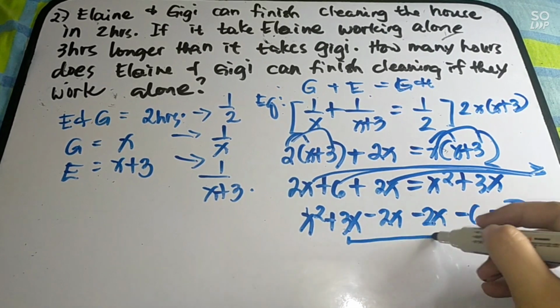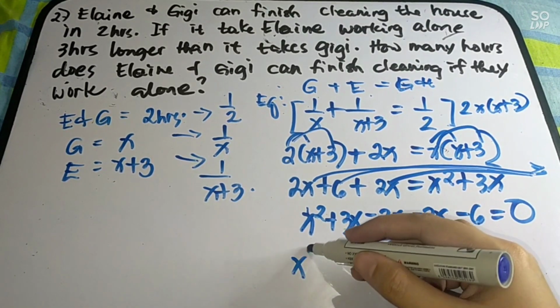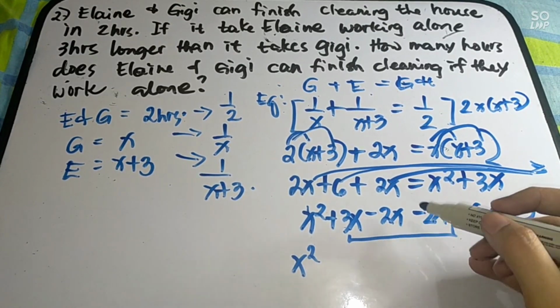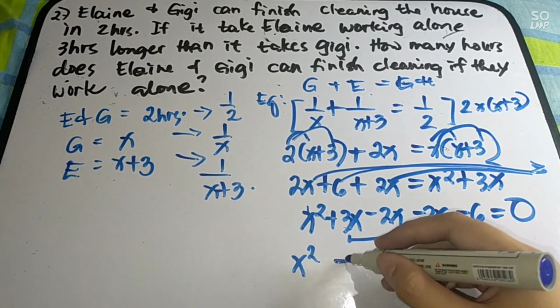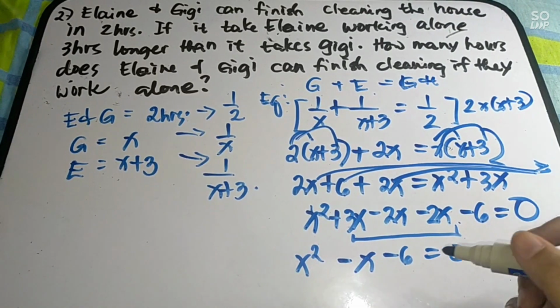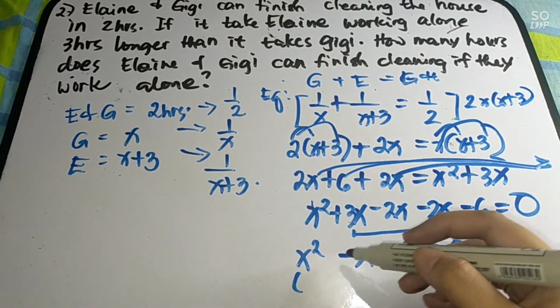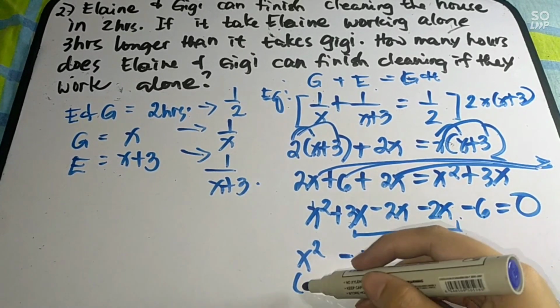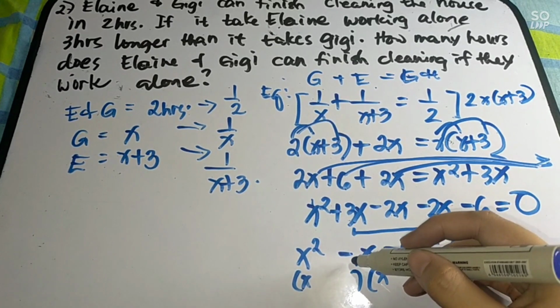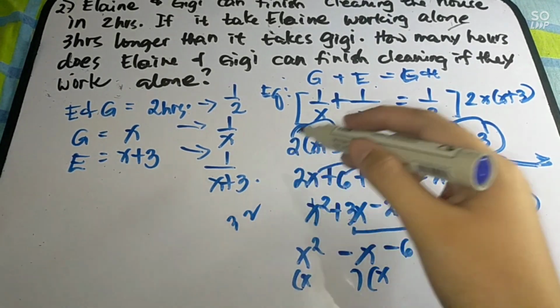Then, combine this. So, you have here x squared. 3x minus 2x, the answer is 1. 1 minus 2x, that is negative x. Then, minus 6 equals to 0. Then, we are going to use factoring here. So, you have here x and x. What would be the factors of 6? Pag sinubtract mo ay 1. So, you have here 3 and 2.